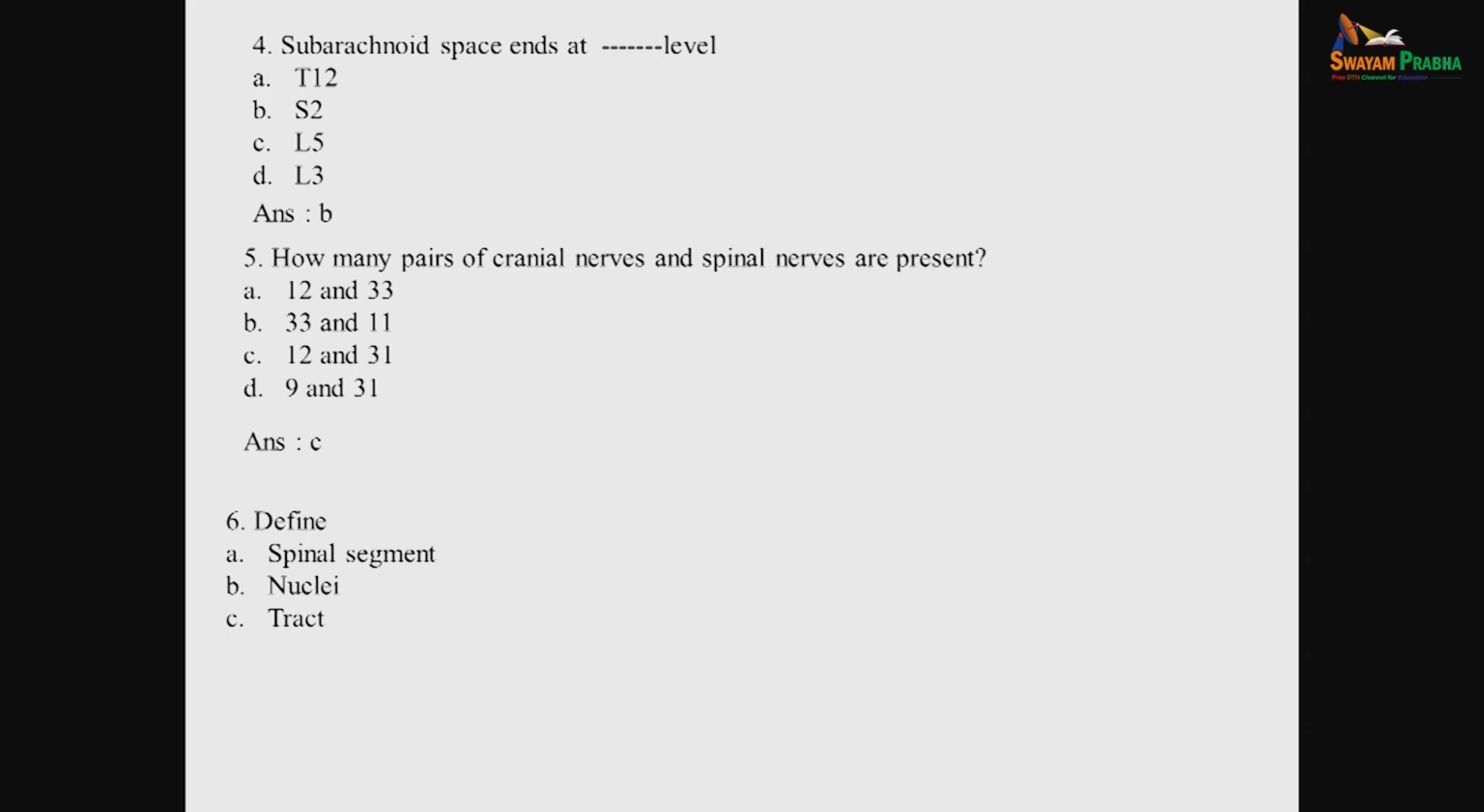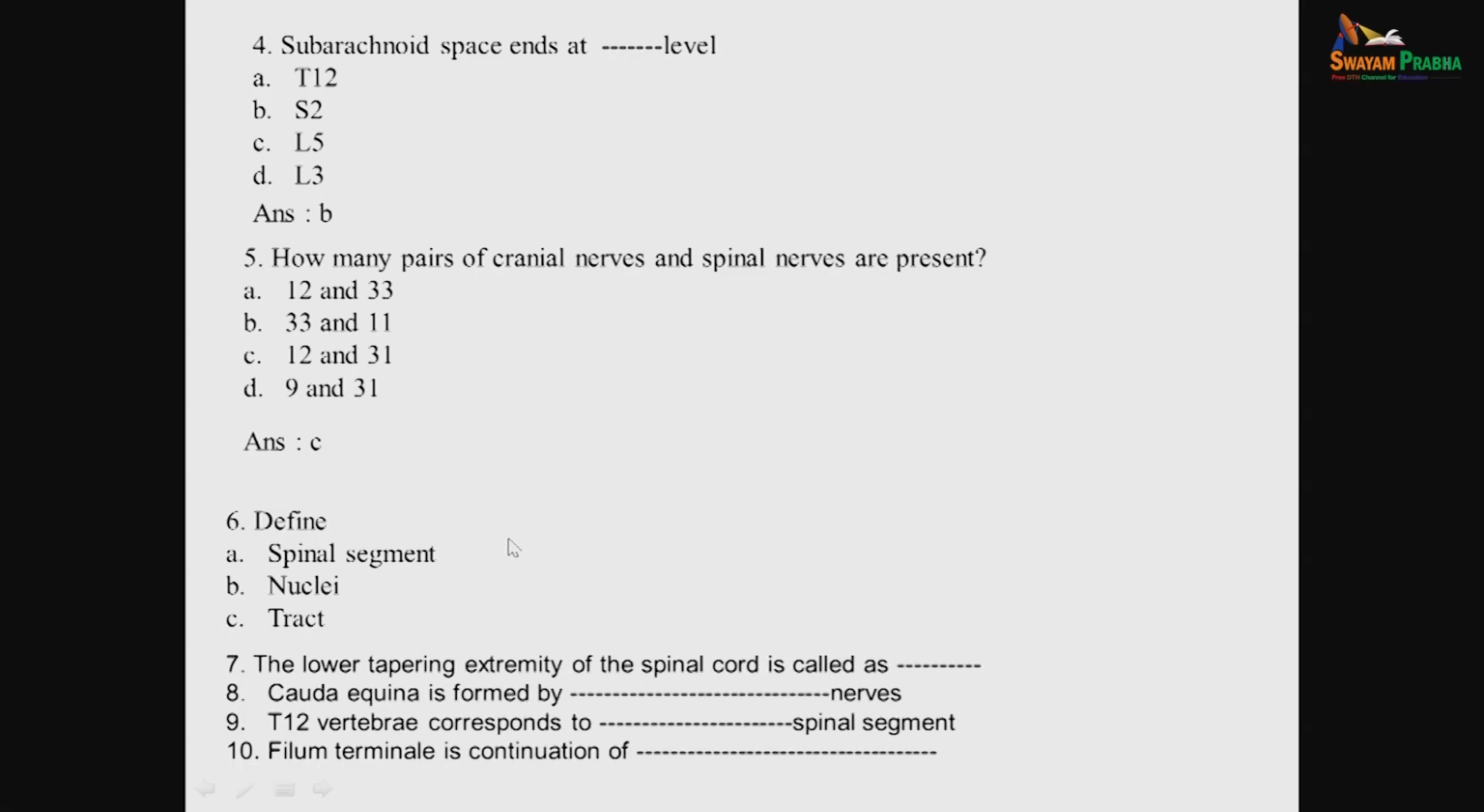Next is tract. What is a tract? We studied various tracts in the anterior white column, lateral white column and posterior white column. A tract is a collection of nerve fibers which have the same origin, course and termination. You have various ascending and descending tracts. We have positioned them at various places in a cross section of a spinal cord. Next question is, the lower tapering extremity of the spinal cord is called what? It is called the conus medullaris.